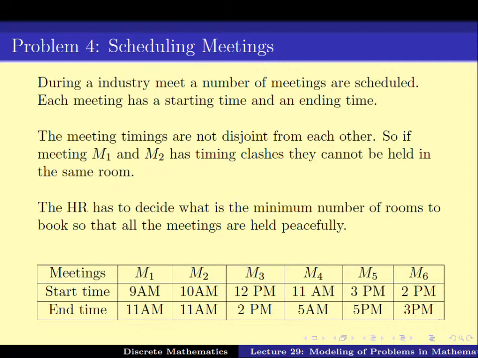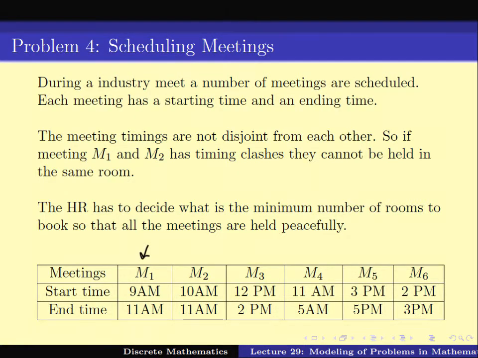The fourth problem is a problem that industry HRs have to decide. When there are meetings to be decided, they have to book hotel rooms for various meetings. So here is a list of meetings that will happen. Meeting 1 will start at 9 a.m. and end at 11 a.m. Meeting 2 starts at 10 a.m. and ends at 11 a.m.